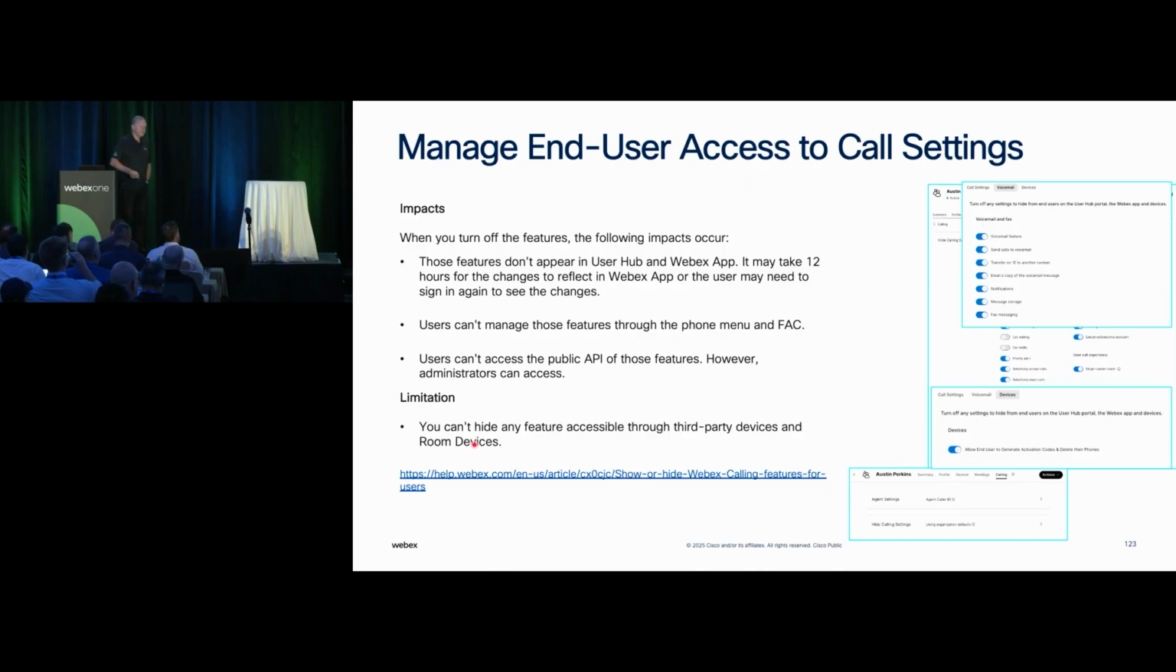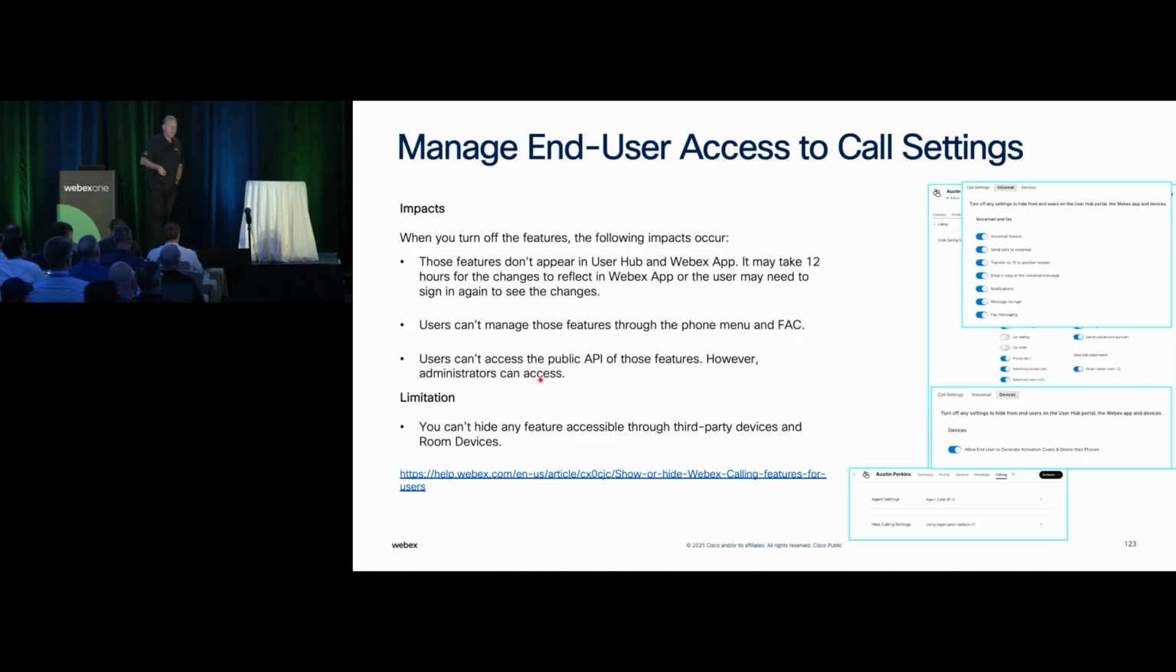And the impact is, as I mentioned, when you turn something off, these features don't appear in the Webex app. Sometimes it takes some time for the changes to reflect in the Webex app because we do not push the change. It usually only gets updated in the Webex app when the app re-registers, or basically pulls this information again. And when we turn off something, the user cannot manage these features anymore through the phone, for example. So if we disable call forwarding, then the user cannot set call forwarding on the phone anymore. And also feature access codes are blocked, right? So that's complete.